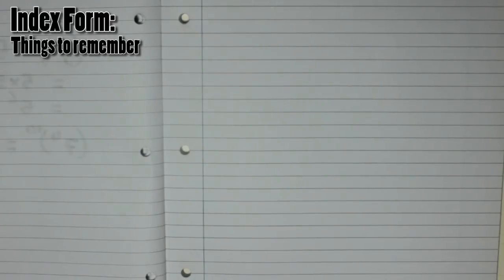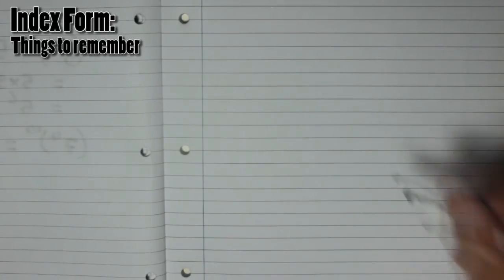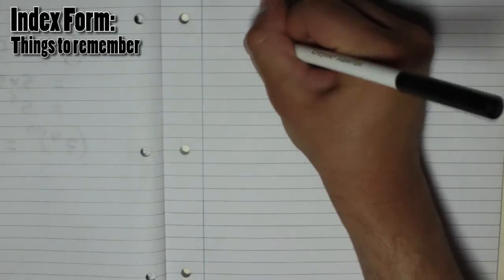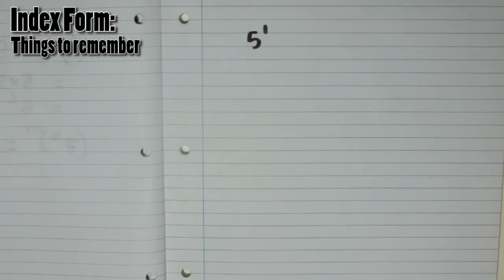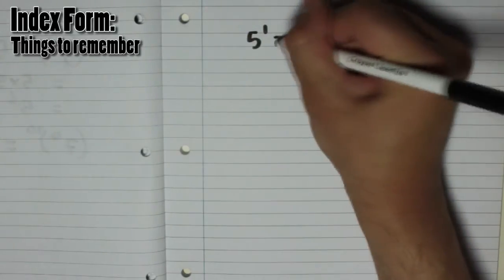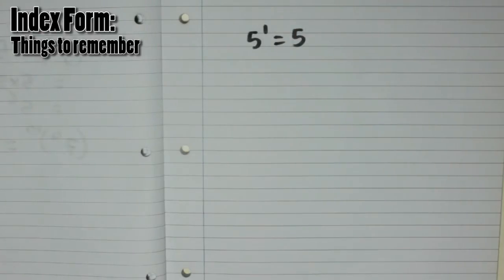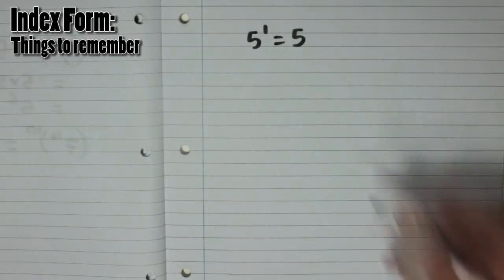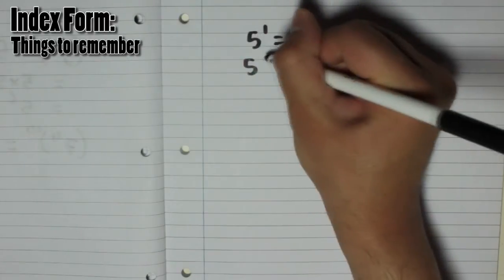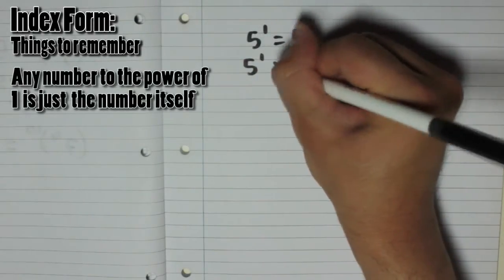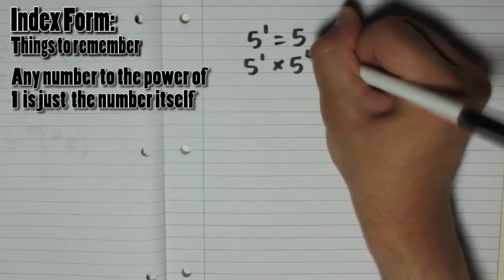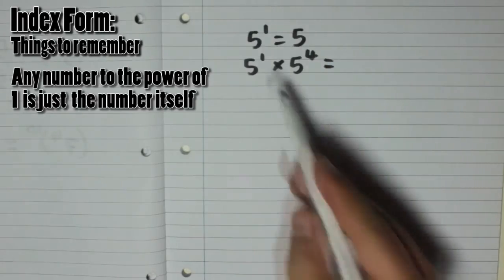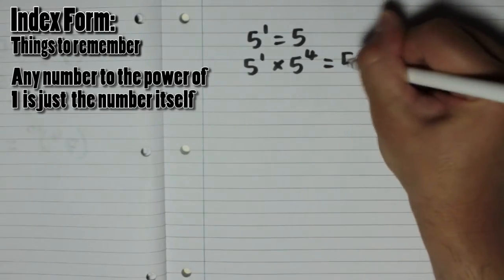Now here's a few things to remember. One of them is that 5 to the power of 1, for example, or anything to the power of 1, is just the number itself. So if you're given a question like 5 to the power of 1 multiplied by 5 to the power of 4, you know that you would do 1 plus 4 is 5, so you get 5 to the power of 5.